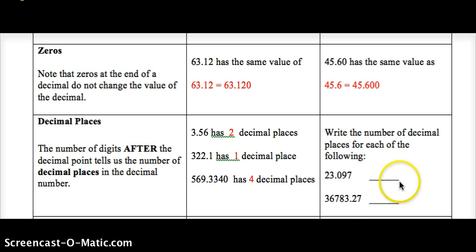Okay, hopefully you've already done this. Remember, 23 is the whole number part. There's our decimal point, and then we've got 1, 2, 3 digits after the decimal point. So therefore, this first number has 3 decimal places. And the second number, 36783, is my whole number part. There's my decimal point, and the 27 is in the decimal part of the number, so I've got 2 decimal places, because we've got 2 numbers after the decimal point.